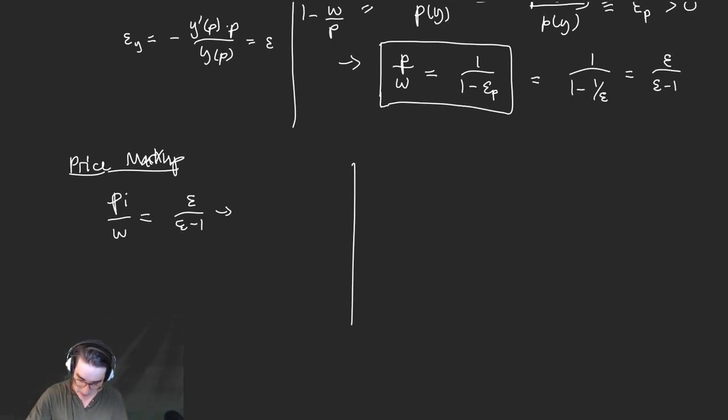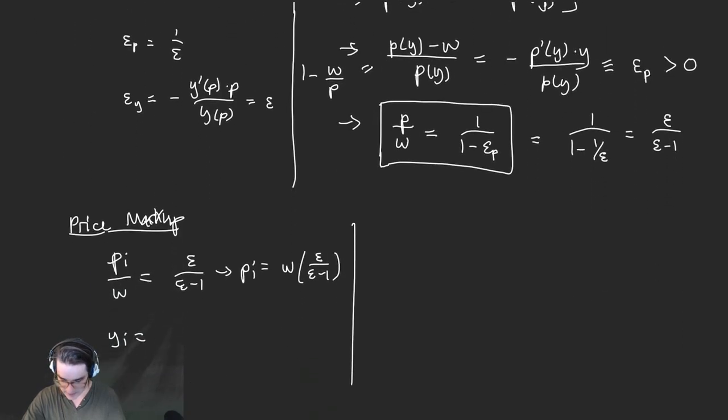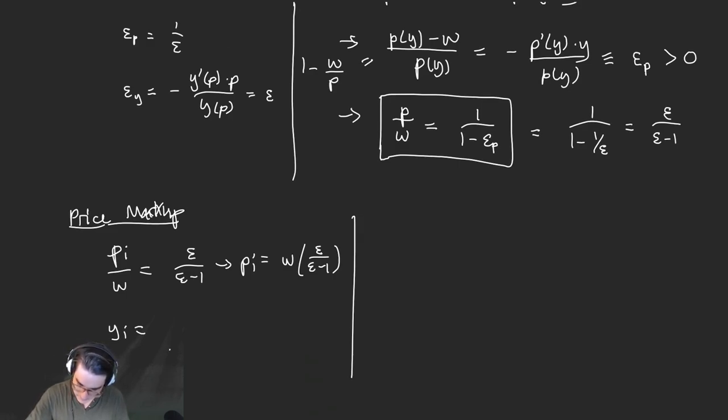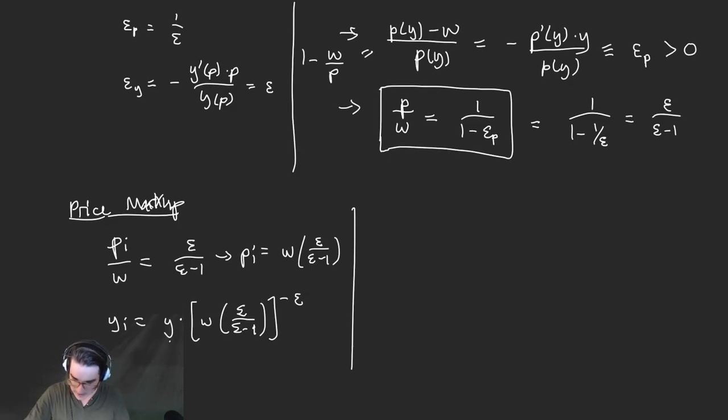So from here, this means that P_i is W times epsilon over epsilon minus one. And that's going to mean that Y_i, remember, go back up here, Y_i is Y times P_i to the minus epsilon. So it's going to be Y times this thing to the minus epsilon. It's not pretty, but we can get an expression for Y_i, and then we know that profit pi_i is P_i minus W times Y_i, and we can plug that in.